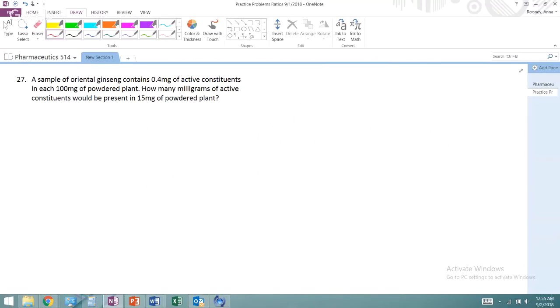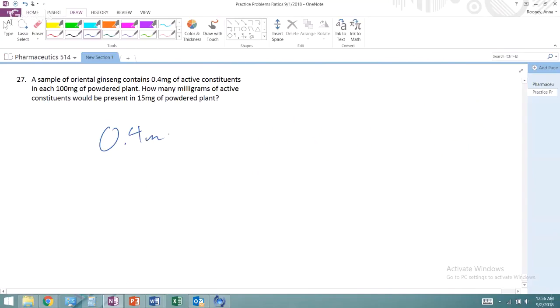All right, a sample of oriental ginseng contains 0.4 milligrams of active constituents in each 100 milligrams of powdered plant. How many milligrams of active constituents would be present in 15 milligrams of powdered plant? Oh, okay. All right. So this is why I hate natural medicine.